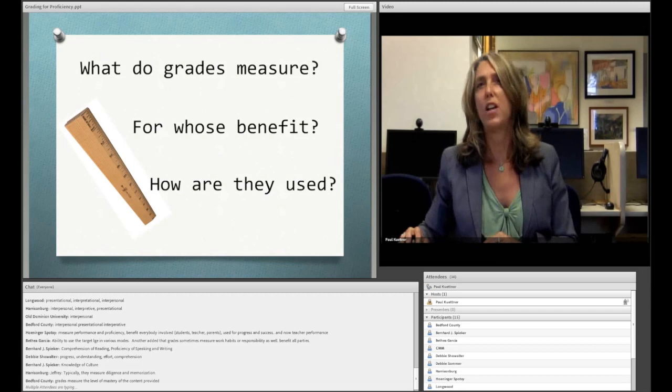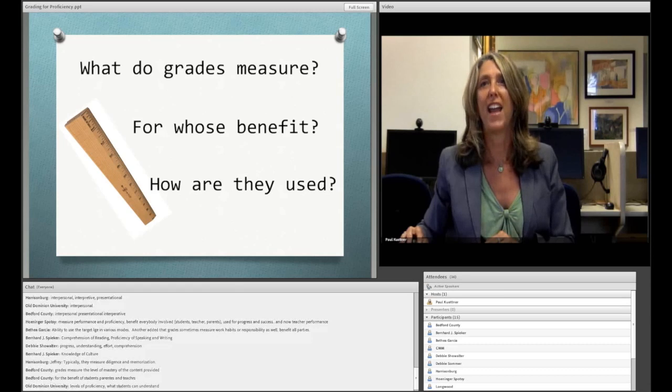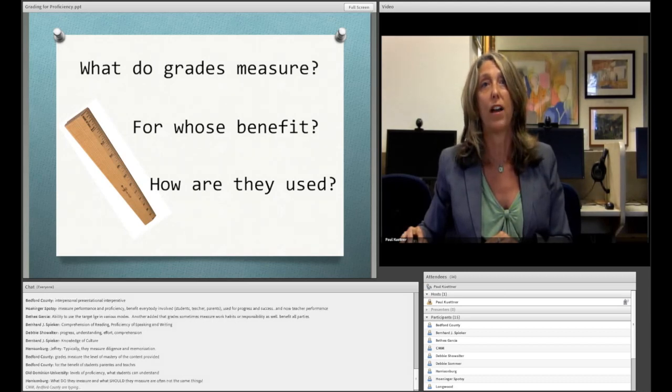Grades, what do they measure? I see they measure performance and proficiency. They benefit everyone involved. So those stakeholders are students, teachers, parents, and they're used for progress and success. And now they're used for teacher performance. That's absolutely true. This does tie in with the new evaluation instrument.